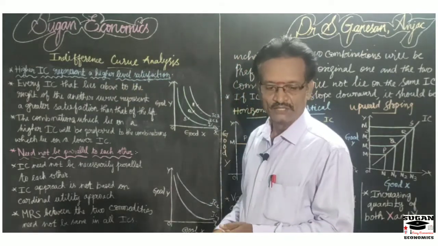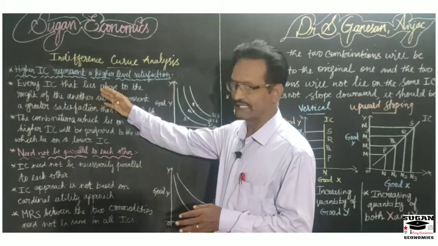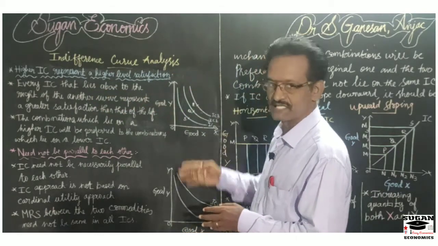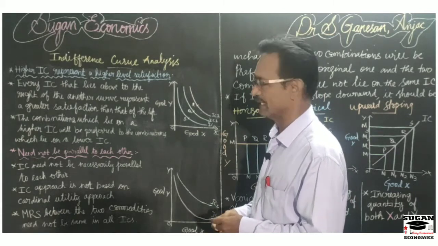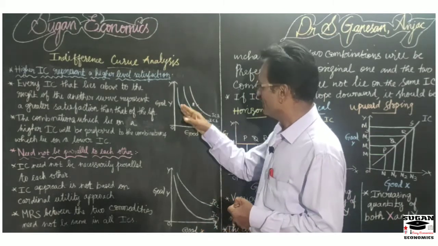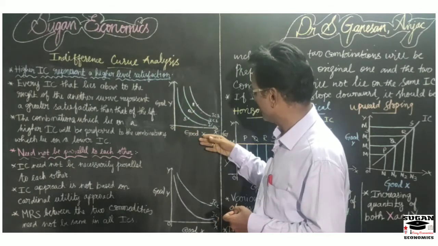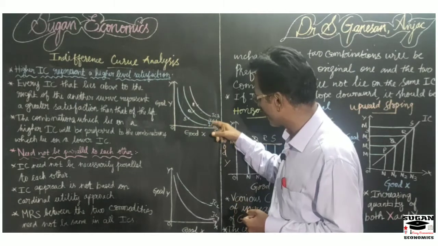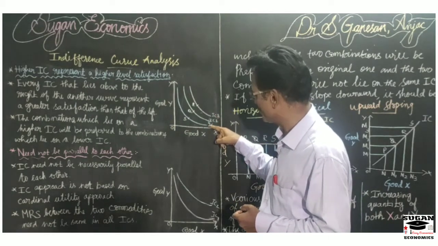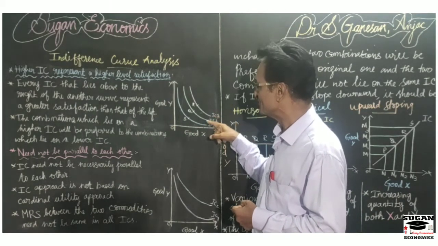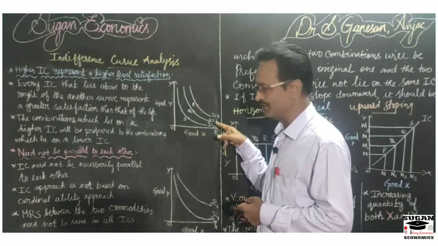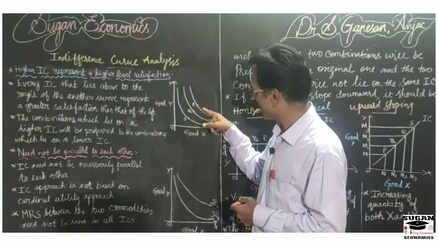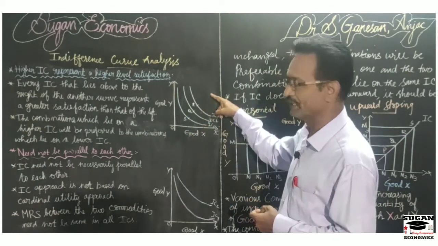So it means every indifference curve that lies above and to the right of another indifference curve represents a greater satisfaction than that of the left. Here in the diagram, on the x-axis we have taken good X and on the y-axis good Y, and here I have drawn three indifference curves, IC1, IC2, IC3. IC1 is the lowest indifference curve, IC2 is a higher indifference curve compared to IC1, and IC3 is the highest indifference curve.